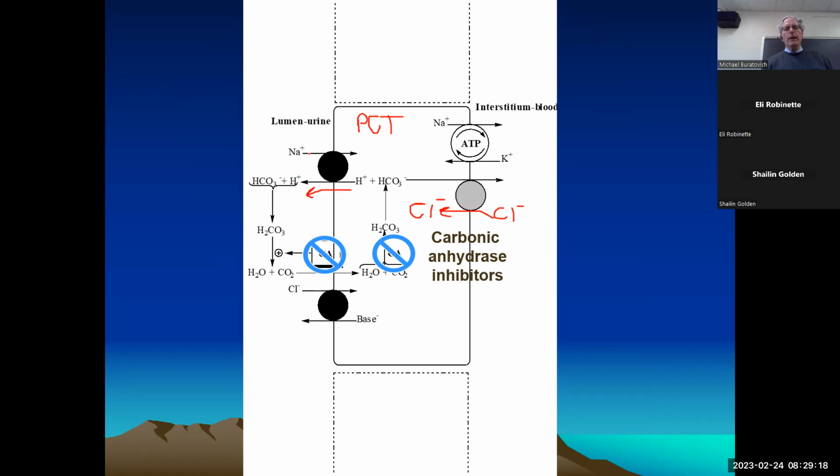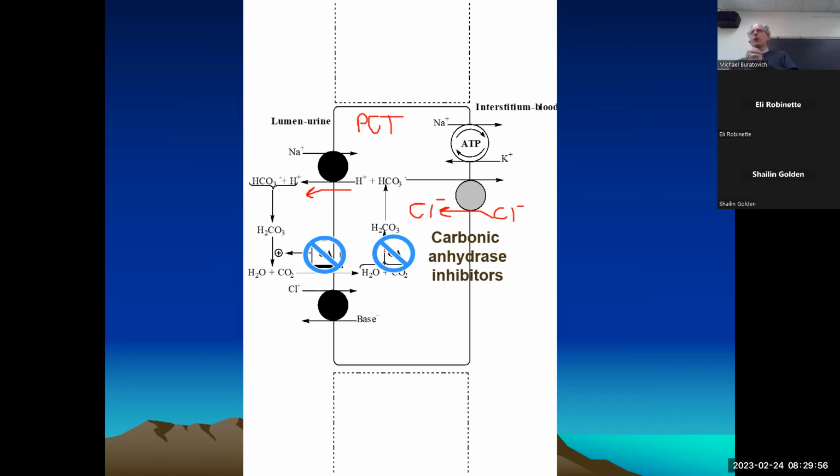Because you have more bicarbonate in the filtrate, you will lose more water. Because remember, there's no active transport of water in the kidney. Water goes where the electrolytes go. If you keep the electrolytes in the filtrate, more water stays in the filtrate. If you reabsorb more electrolytes, water follows the electrolytes. So these increase water loss and they increase bicarbonate loss. Therefore, they lower blood volume. Therefore, they lower systemic vascular resistance, excuse me, and therefore they lower blood pressure.